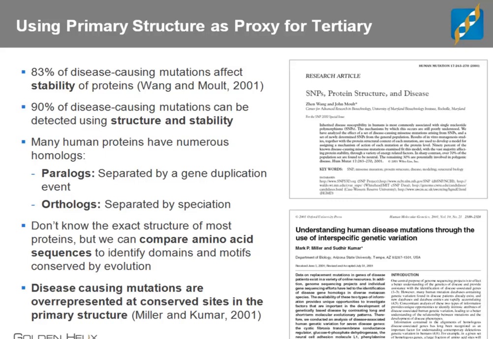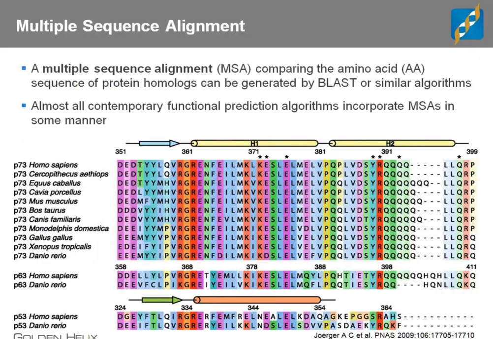Now, we don't know the exact structure of most proteins, as we've discussed, but we can usually compare the amino acid sequences to identify the various sequence domains and motifs that have been conserved by evolution. And as this other paper from about the same time period found, disease-causing mutations are overrepresented at conserved sites in the primary structure. So when we look at all of these homologous proteins, we can usually figure out what areas are going to be important for phenotypic and/or disease consequences.